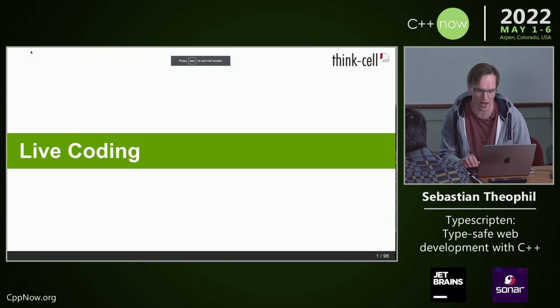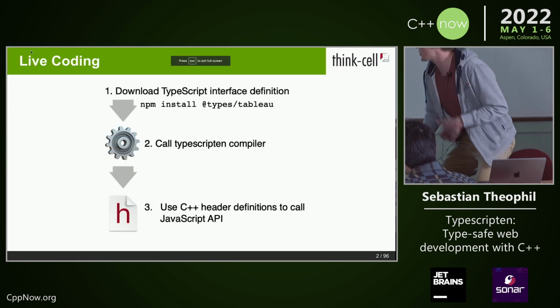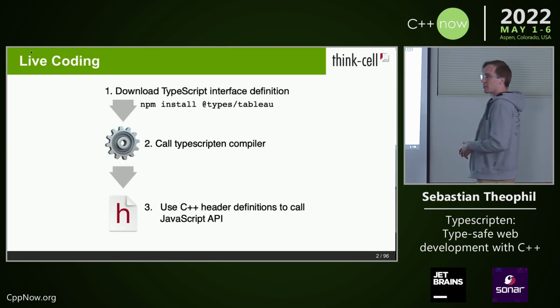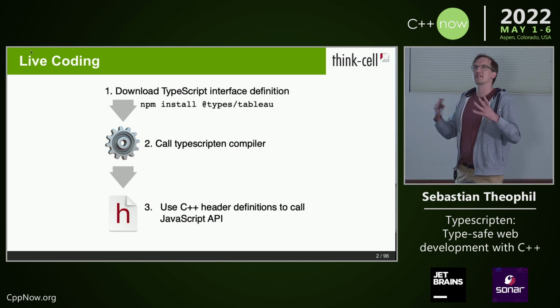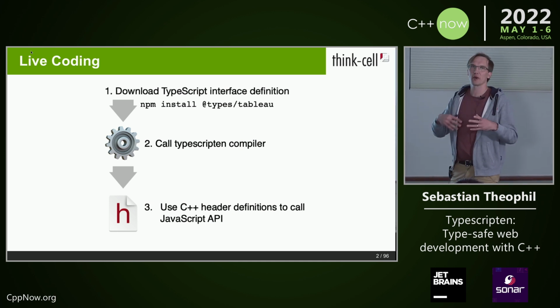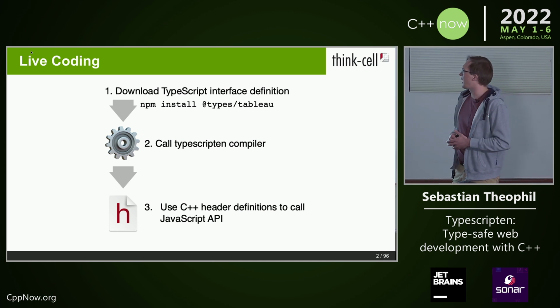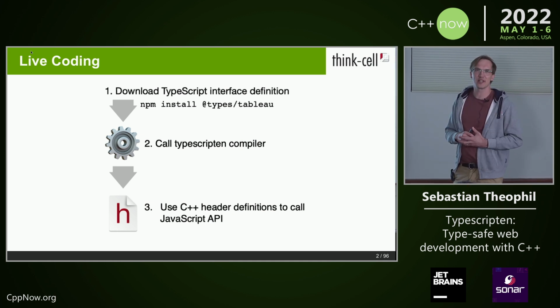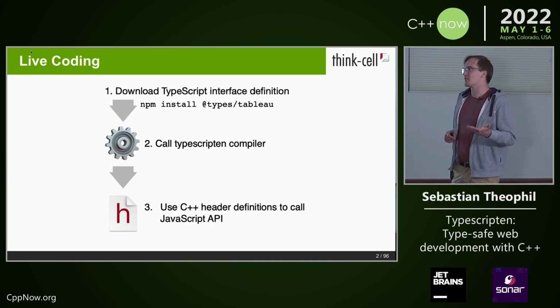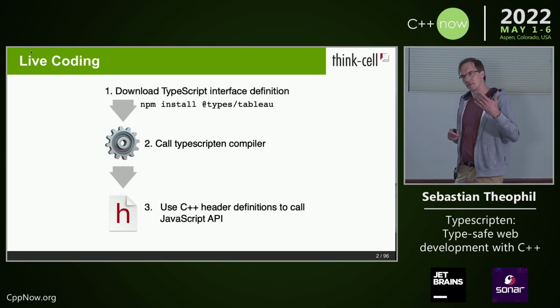So what did just happen? Well, you saw our TypeScript compiler in action, and this tool takes type information for JavaScript libraries that we get from TypeScript, and then transforms them into a C++ header. So we now have a type-safe C++ header interface for a JavaScript library.